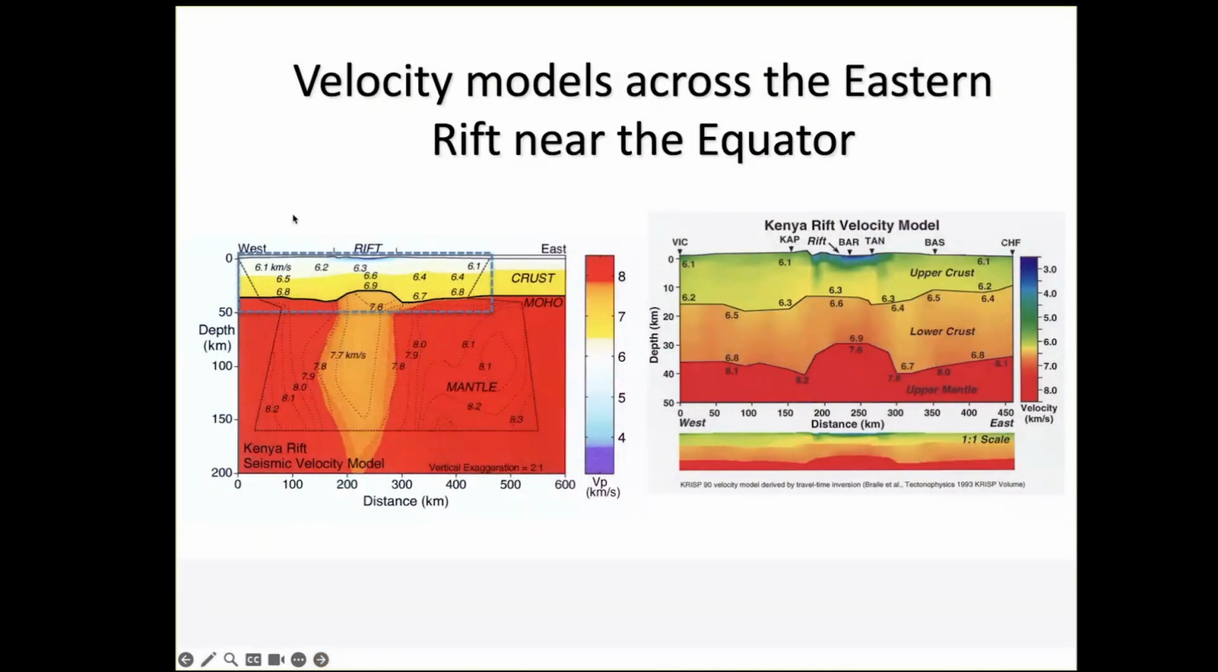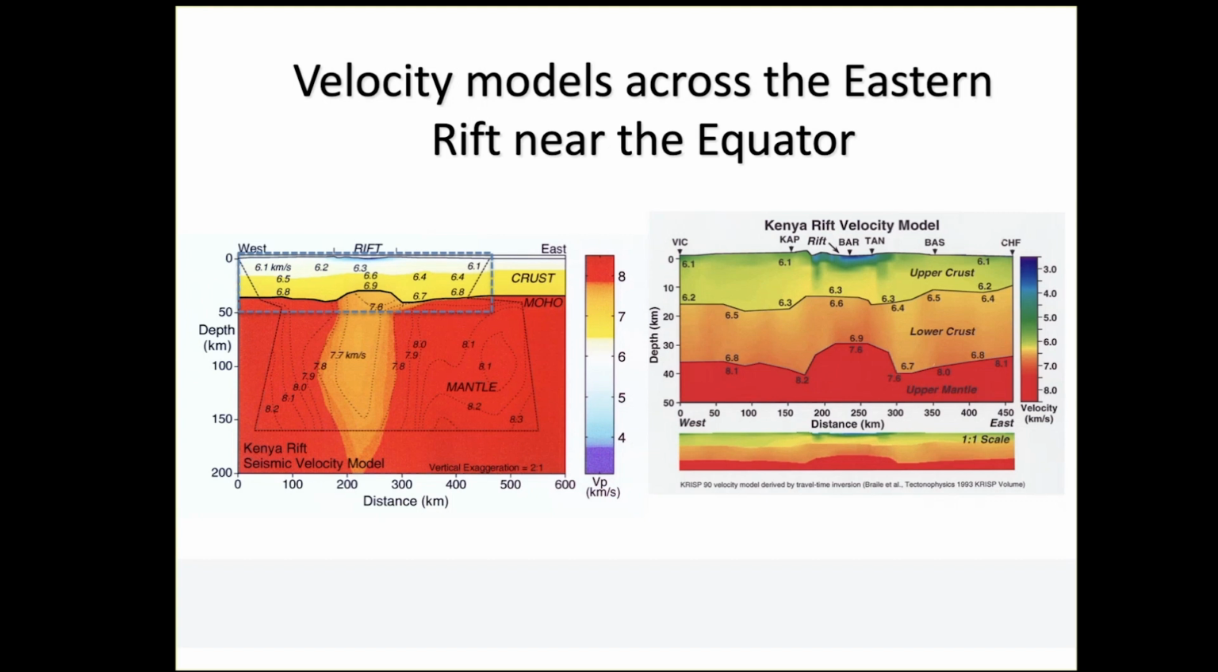And we're looking at two depths. Here on the left, we're looking down to 200 kilometers. Here on the right, we're only looking down to 50. So this dashed box here is showing you this area. So anybody have an idea of what we're plotting here? Anybody got a guess what these numbers correspond to? You can see on one of them it says km per second, so it's kilometers per second. That's speed. Does anybody think what we're looking at? P-wave velocities, yes, thank you.